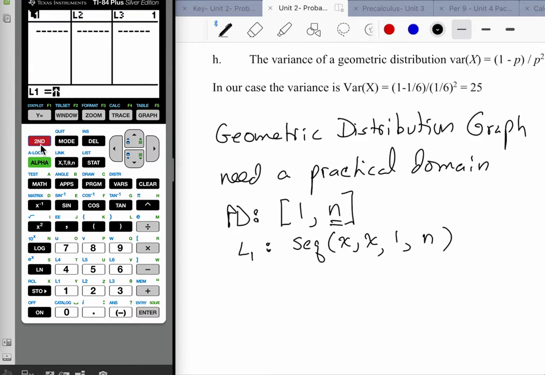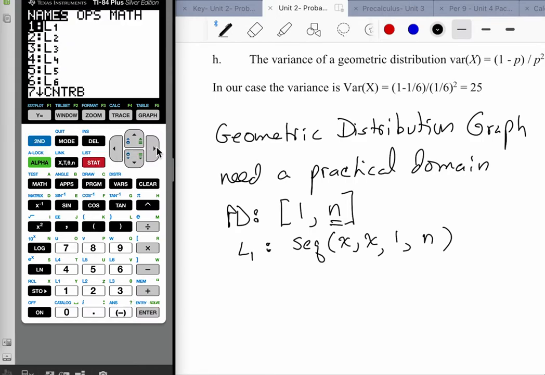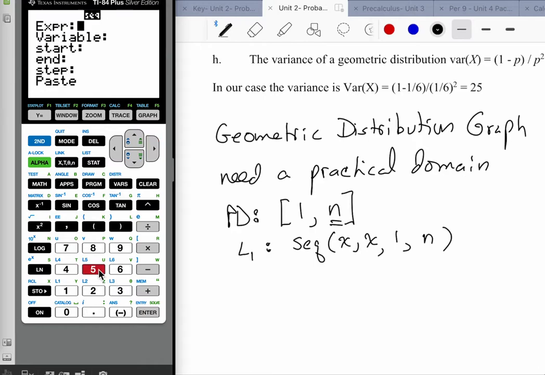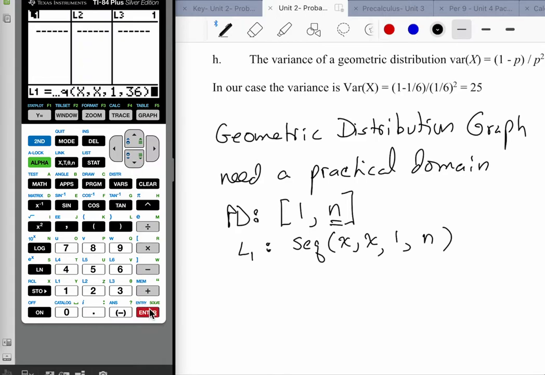All right, so again, that's second, stat, ops, 5. X, 1. I'll go to 36, just so I have something there. The step value I leave blank. Again, the step value is just what increments I want to go by. I'm going to go by ones. So that'll populate L1 with all the integer values between 1 and 36.